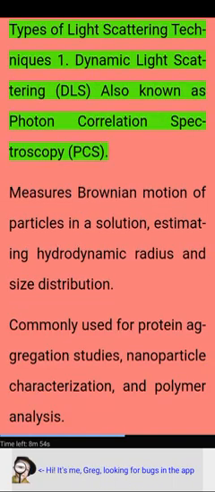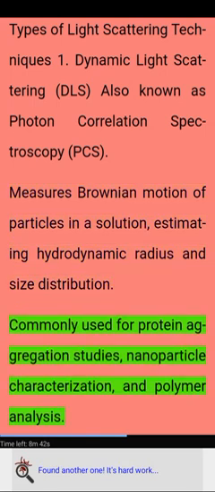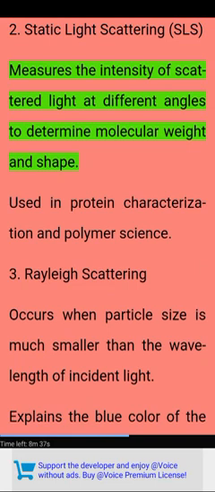1. Dynamic light scattering, DLS, also known as photon correlation spectroscopy, PCS. Measures Brownian motion of particles in a solution, estimating hydrodynamic radius and size distribution. Commonly used for protein aggregation studies, nanoparticle characterization, and polymer analysis. 2. Static light scattering, SLS. Measures the intensity of scattered light at different angles to determine molecular weight and shape. Used in protein characterization and polymer science.